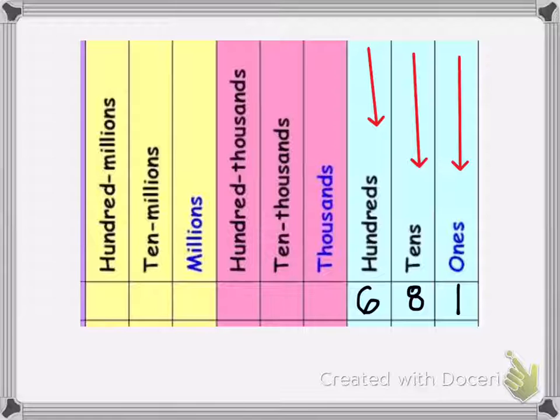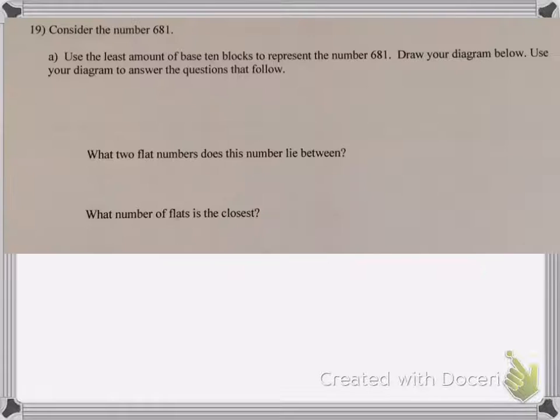That means when I go to model my number using base 10 blocks, I think about having 6 copies of 100, 8 copies of 10, and 1 copy of ones. So we have to use the least amount of base 10 blocks to represent the number 681. Draw the diagram below. Use your diagram to answer the questions that follow.